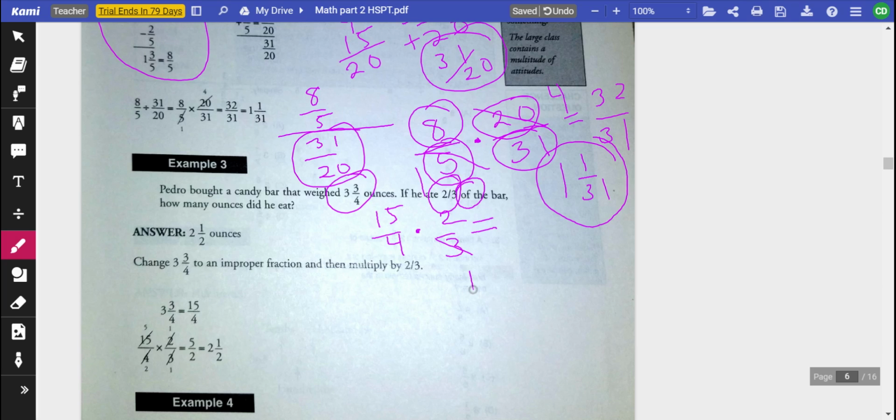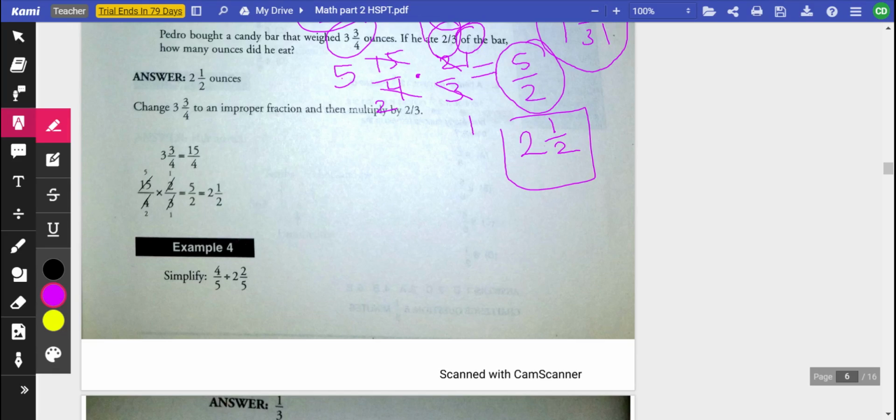So 3 divided by 3 is 1, and 15 divided by 3 is 5. Is there a GCF between 2 and 4? There certainly is. It's 2. 2 divided by 2 is 1, and 4 divided by 2 is 2. And then we just multiply straight across. 5 times 1 is 5. 2 times 1 is 2. And then this is our final answer. However, if they want it in a mixed number, we would then divide these two. 5 divided by 2 is 2 with the leftover 1 over 2. And that's it.